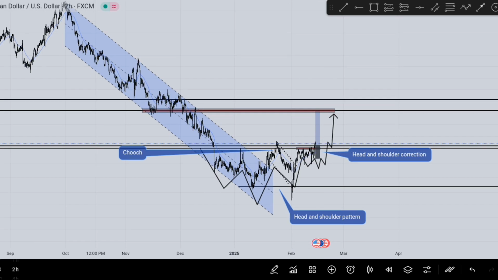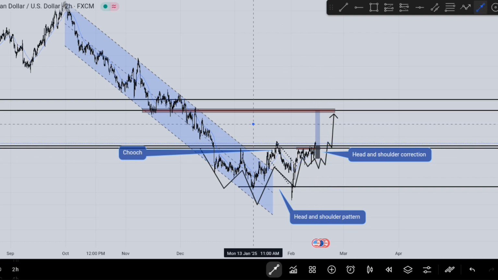And if you watch at this point, after the market broke down in a serious downtrend, it made a change of character at this point. Then it came back down to a liquidity. After sweeping that liquidity, guys, it shot back up, making this head and shoulder pattern. And then what we can see here is a correction, a correction towards the upside.